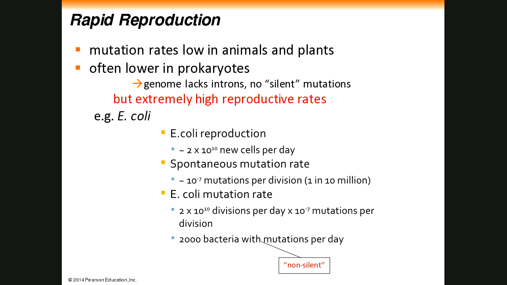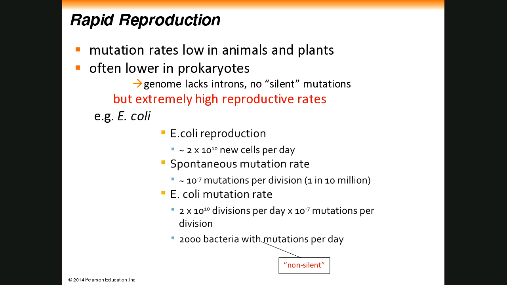Even though the mutation rate is only 1 in 10 million, since every single one is a physically expressed mutation, there's no junk DNA, you get 2,000 bacteria a day with mutations. 2,000 non-silent mutations a day in bacteria, you see? So if you're reproducing at a relatively high rate, even if your mutation rate is lower than lots of animals and plants, you can still take advantage of that because you're producing so many offspring. Isn't that neat? It's like throwing everything up against the wall to see what sticks. Let's just produce lots of offspring with this high reproductive rate.